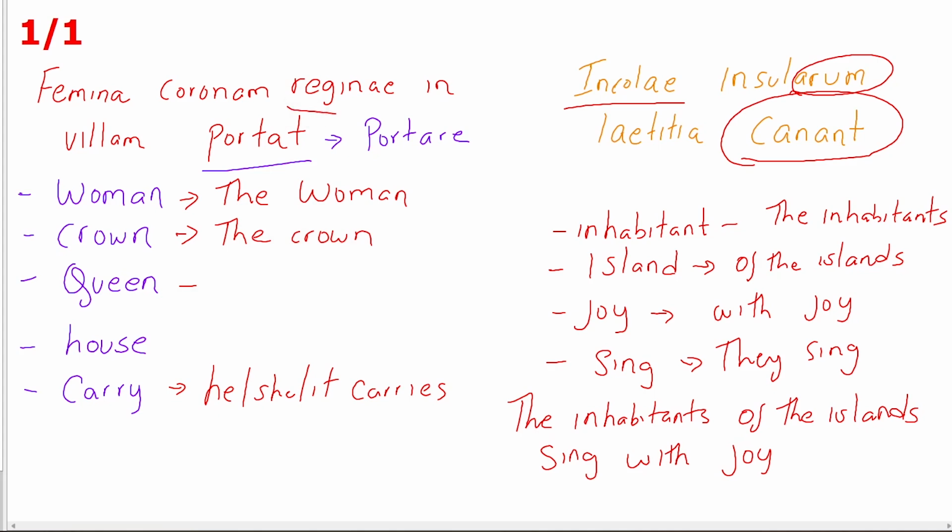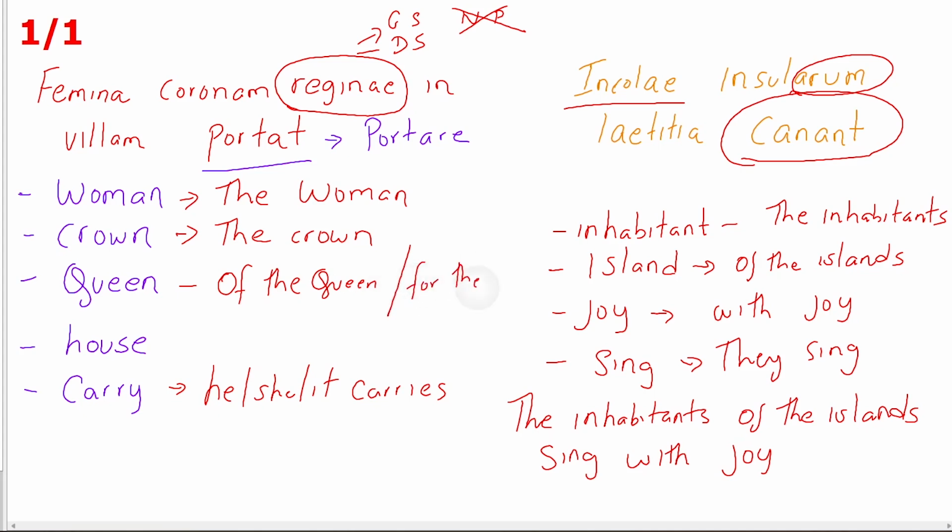So now we have to figure out whether it can mean genitive singular, dative singular, or nominative plural. So the best way to solve the confusion is to start by eliminating. So the woman carries the crown. Obviously nominative is eliminated because it is not the subject. So either it can mean of, now is it singular? Yes, of the queen. Or we can also say for the queen. Both are accepted.